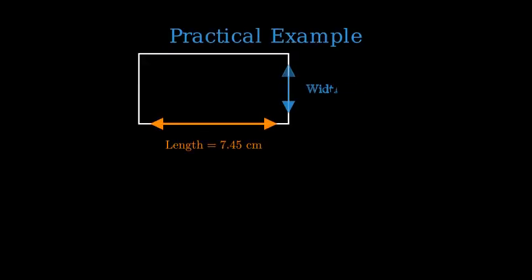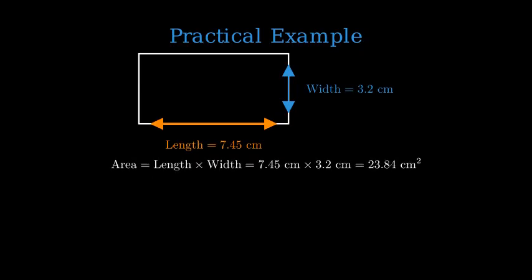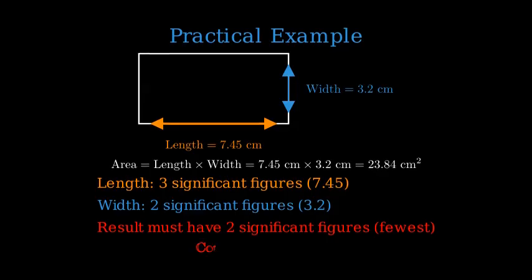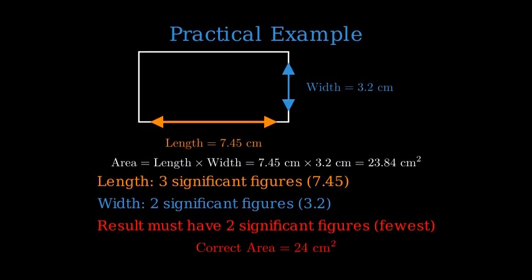Let's look at a practical example of why significant figures are important. Imagine a scientist measuring the length of a rectangle as 7.45 centimeters and the width as 3.2 centimeters. To find the area, we multiply length times width. 7.45 times 3.2 equals 23.84 square centimeters. However, following our multiplication rule, we can only keep two significant figures in our answer because the width has only two significant figures. So the correct area would be 24 square centimeters.